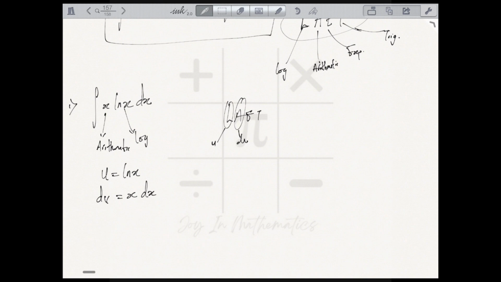So if u is equal to ln x, then du/dx, differentiating ln x, will give us 1 over x, and our du therefore will be equal to dx over x. Now if dv is equal to x dx, then v is the integral of x with respect to x, and this will give us x squared over 2.